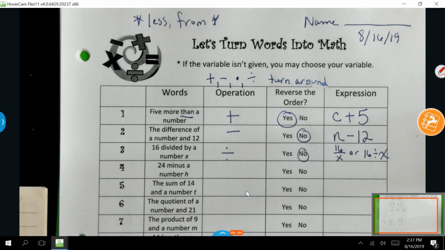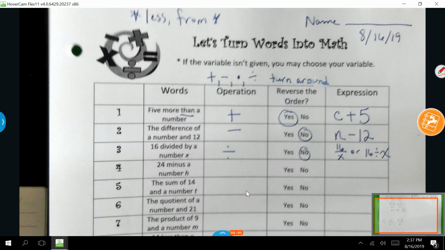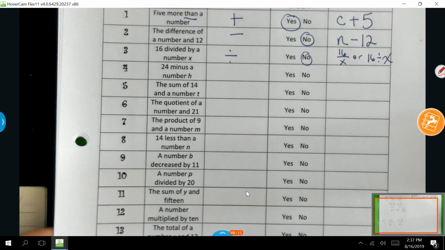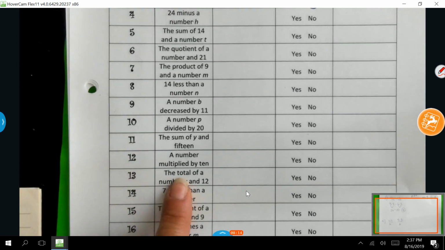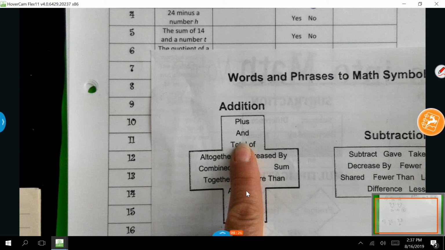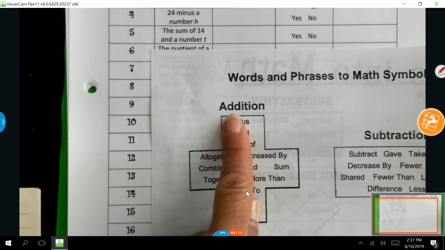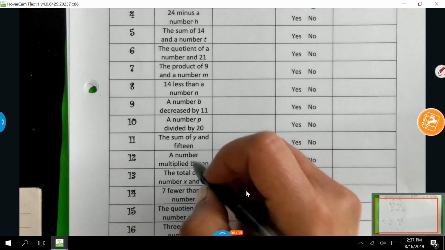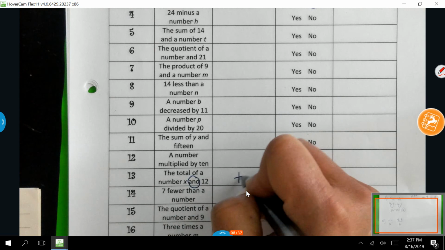One of these, where is it? Number 13. Now, people were being very good in checking their sheets, and total does mean what will it equal. But a number and 12, a number and 12, and tells you to add. So it's not the total, you're not making them equal each other, you're looking at the word and, which tells you to add.